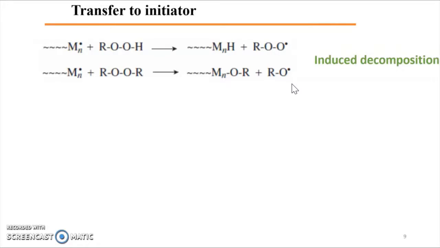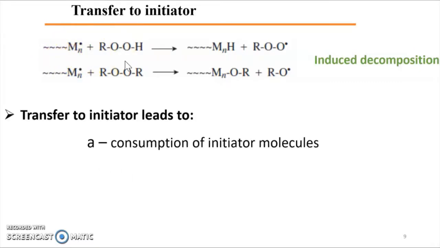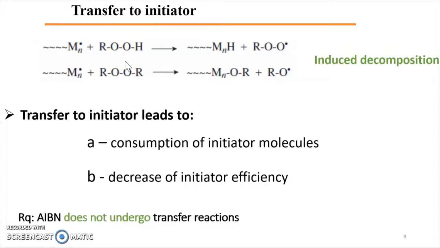when we talked before about the initiation, and we said we have loss of radicals due to induced decomposition, and this induced decomposition is due to the attack of whichever active propagating chain or whichever radical is present in the medium. So the transfer to initiator leads to the consumption of initiator molecules, and thus decreases the initiator efficiency. If I consider the case of AIBN, AIBN is special, it does not undergo transfer reaction, so that's why it is much more widely used than the peroxides.